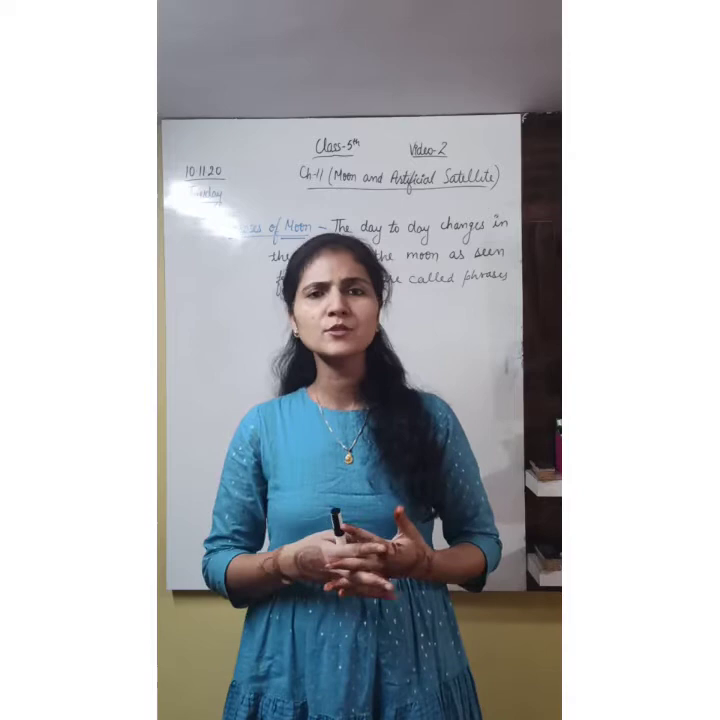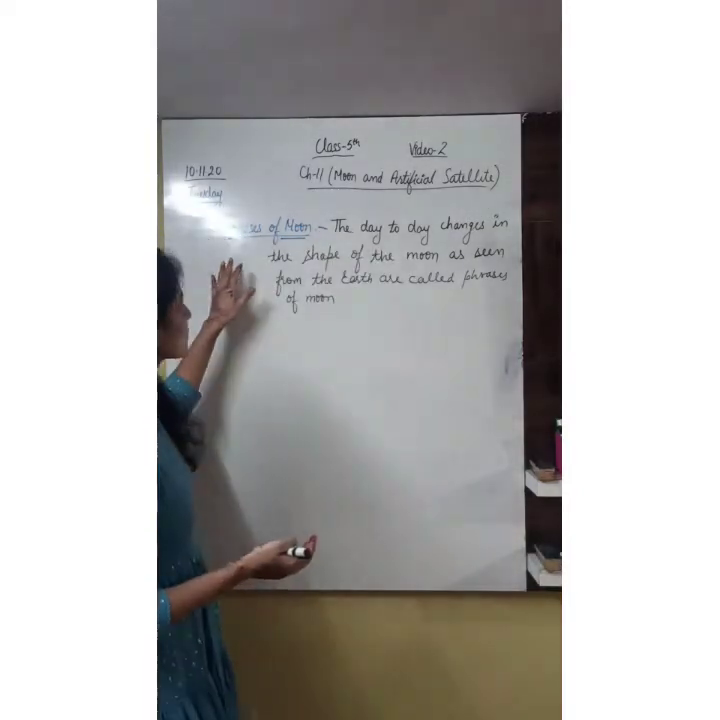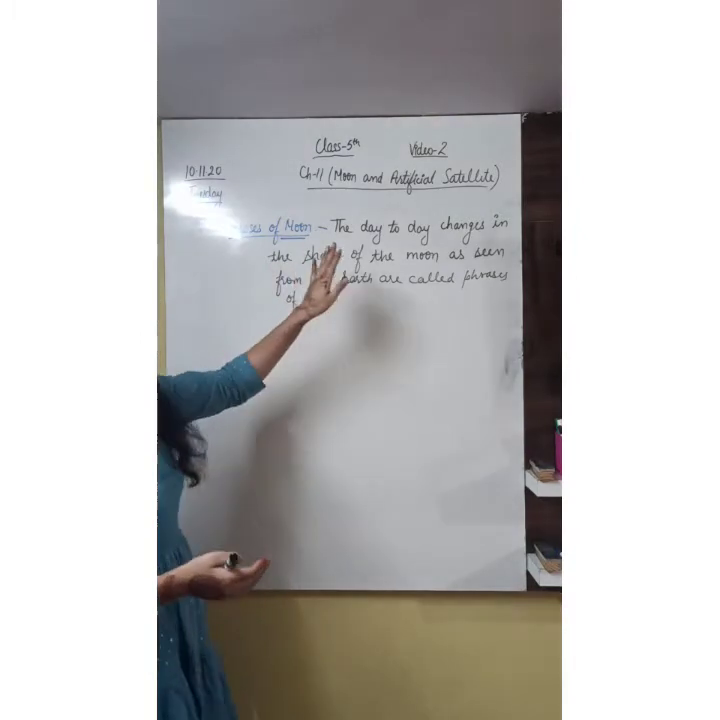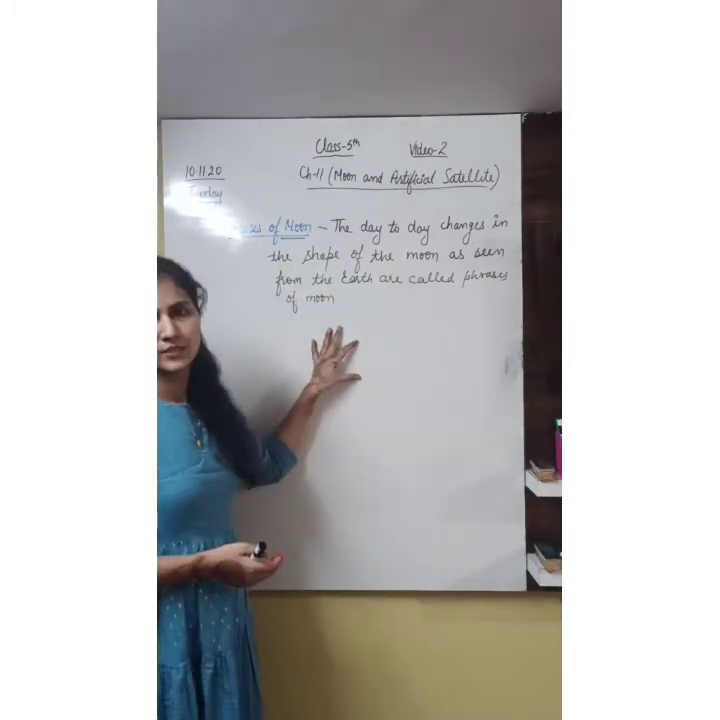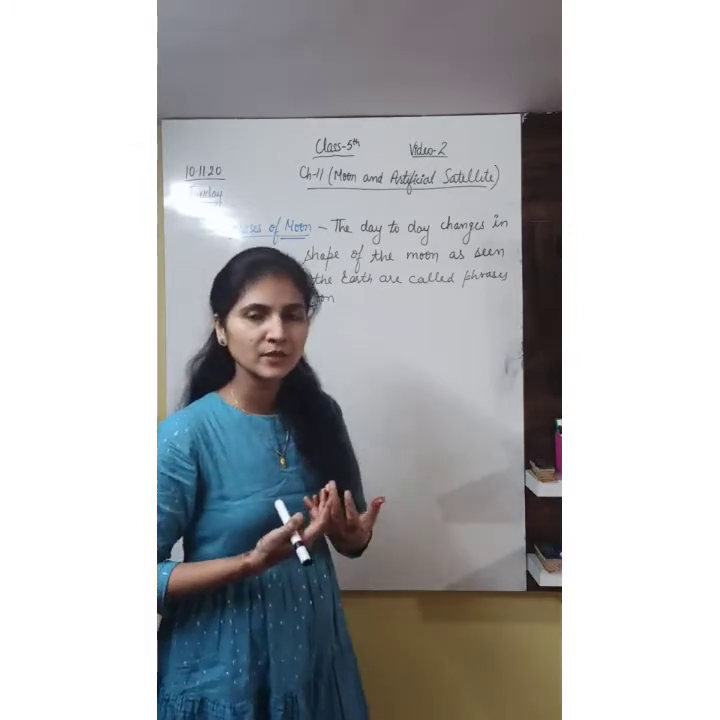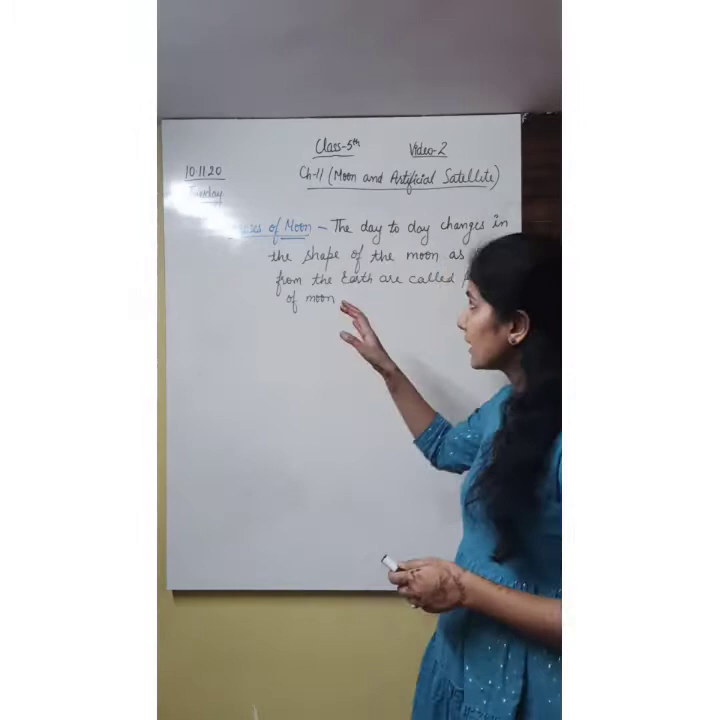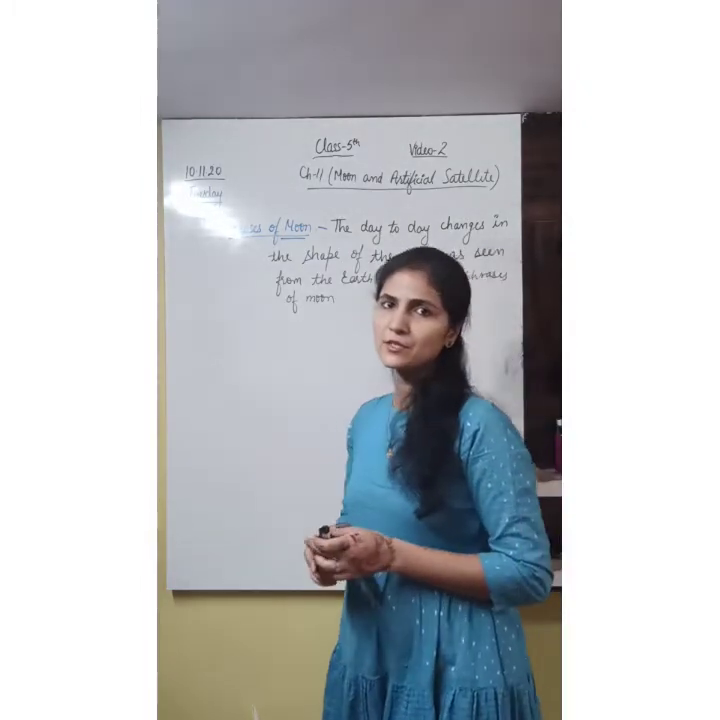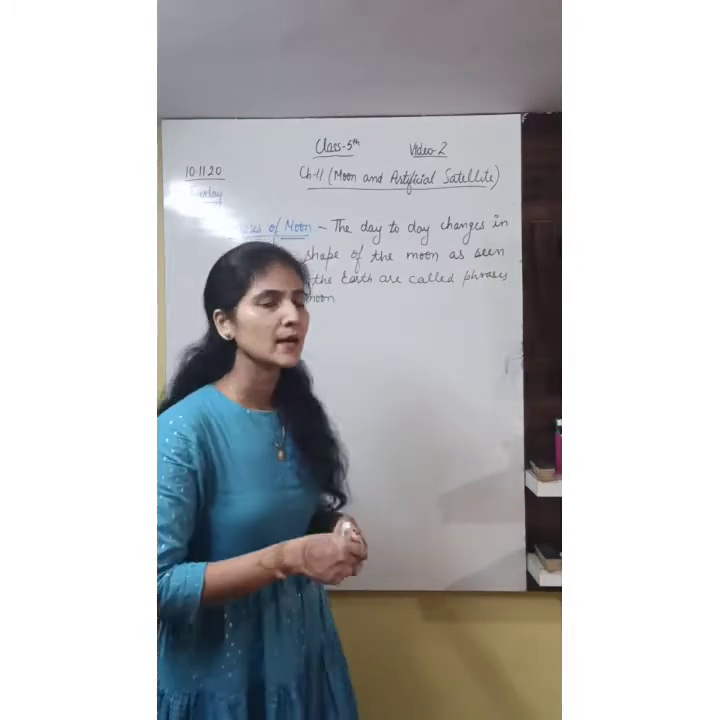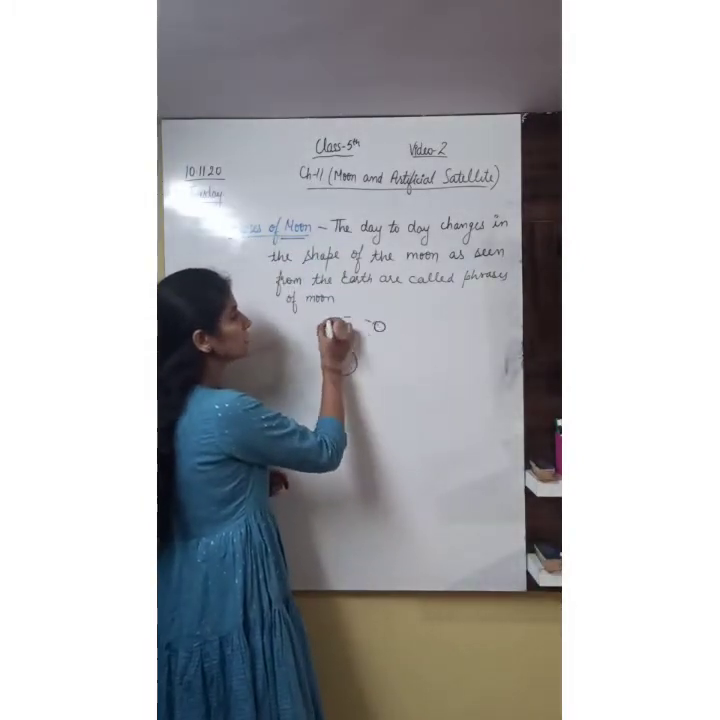Yes, the moon appears to change its shape every night. So what do the phases of the moon mean? The day-to-day changes in the shape of the moon as seen from the earth. When we see it from the earth, we can easily observe that every day the moon is changing its shape. This is known as the phases of the moon. So why is it happening? It is happening because of the revolution of the moon around the earth.